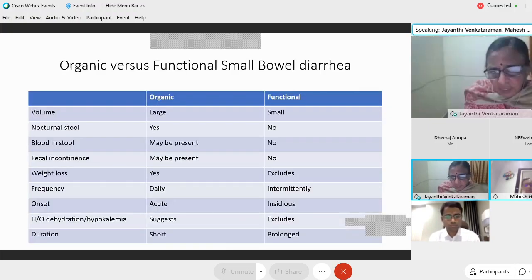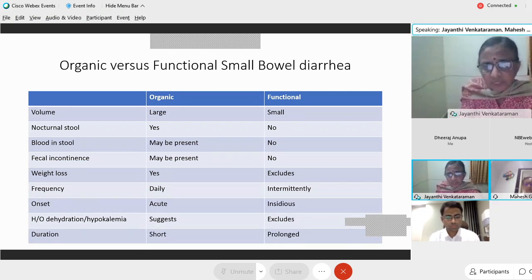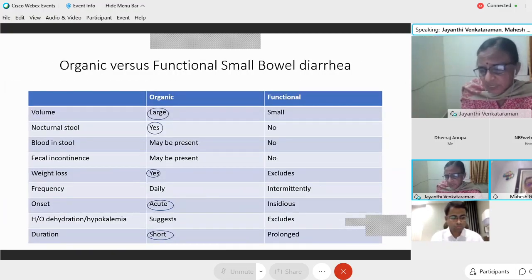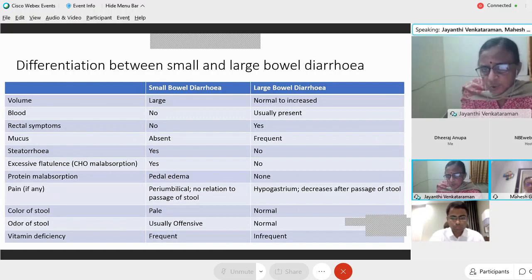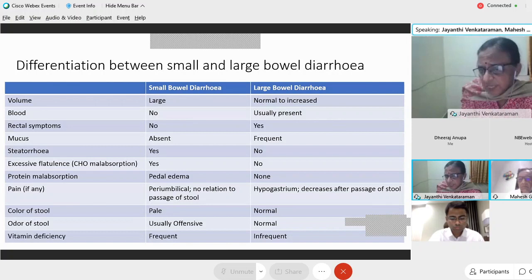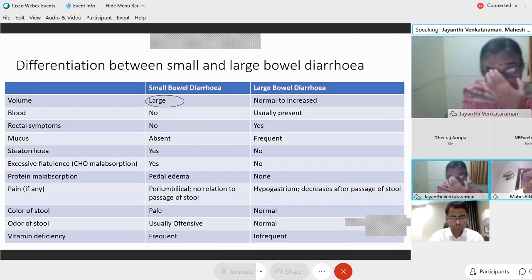So the take-home points are, these slides may be shared by the National Board office. So just see that you know the differences between functional and small bowel diarrhea, which you mentioned. Don't make mistakes. You must know how to differentiate small bowel and large bowel diarrhea. Dr. Mahesh, we can share the slides for the PGs, okay? Yes, sure. We would do that.